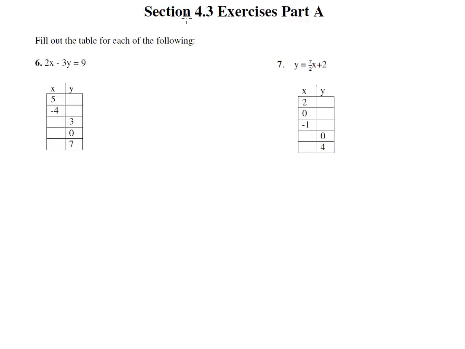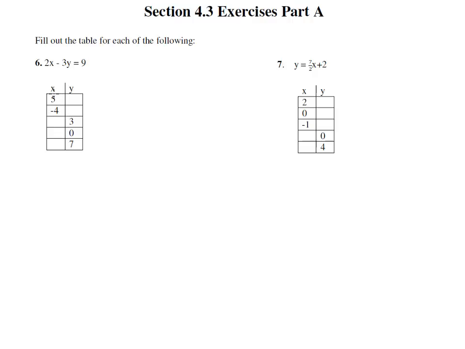Here we are in section 4.3 exercises, part A. It says fill out the table for each of the following. Number 6, and we'll do number 6 and number 7 in this video. Number 6, 2x minus 3y equals 9, and it gives us points to stick in for x and then for y to find their partner value.